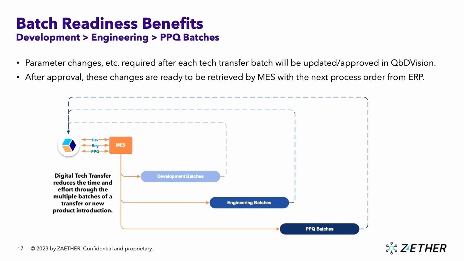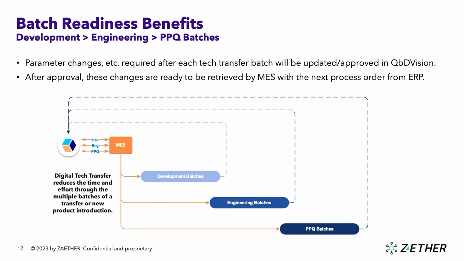So at the tail end of your tech transfer process, you've got to do your development, engineering, and PPQ batches. Now you've got all the data in QbDVision, your parameters, your CQAs, CPPs, all those things, right? All that's in there. And you get those approved. Once those are approved in QbDVision, then they're ready for MES. So now you drop your order for your dev batch, and now you're off and running.